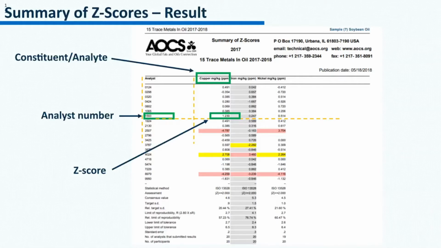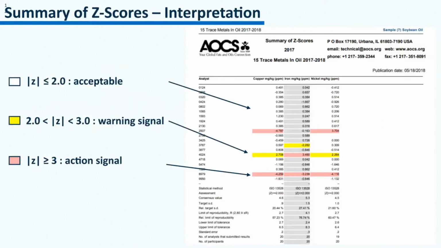What does that mean? When the absolute value of a z-score is less than 2, it is considered to be acceptable. When the absolute value of a z-score is between 2 and 3, it is considered to give a warning signal. When the absolute value of a z-score is greater than 3, it is considered to give an action signal. In the report, when the absolute values of z-scores are between 2 and 3, they are highlighted in yellow. When the absolute values of z-scores are greater than 3, they are highlighted in red.